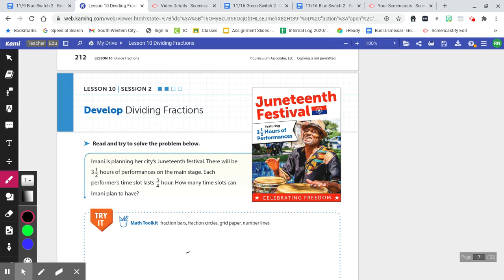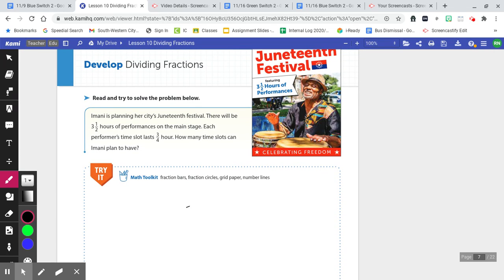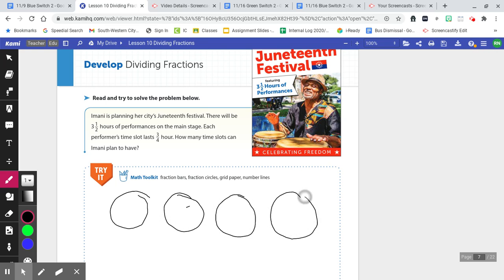I think because it's time, the first way that I did it was I thought, okay, I have 3.5 hours. 1, 2, these are my clocks. 3, and I have a half an hour. So this I do not have. So then how many 3/4 can I have? So if I did 3/4, 1, 2, 3. 3/4, 1, 2, 3.